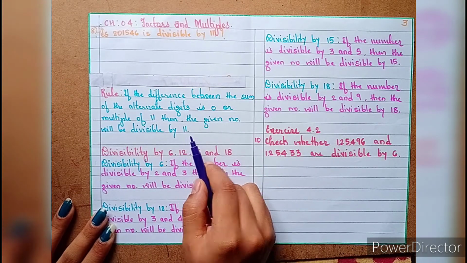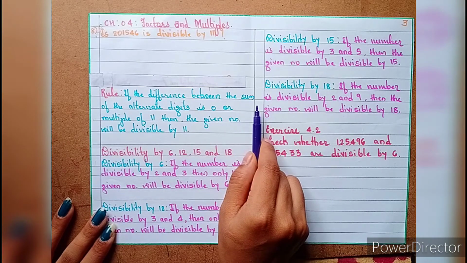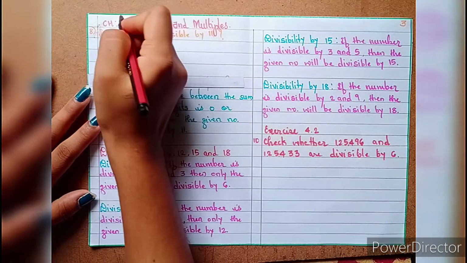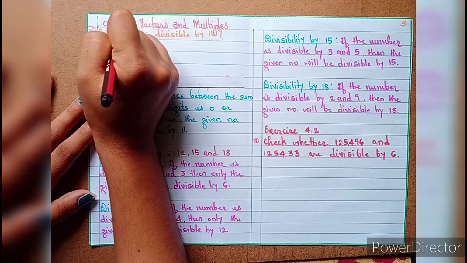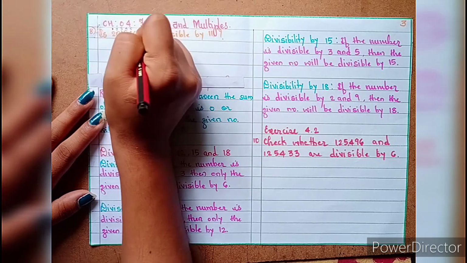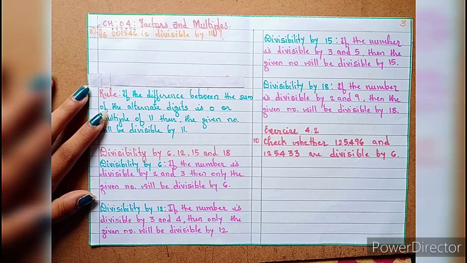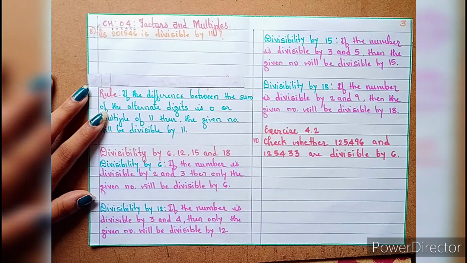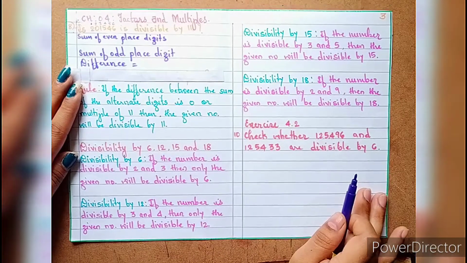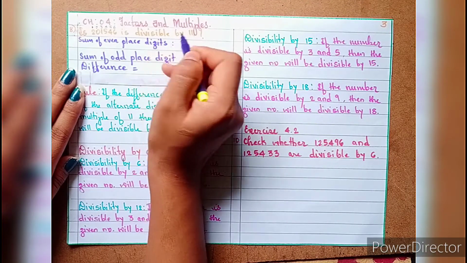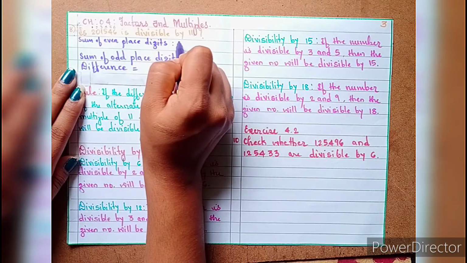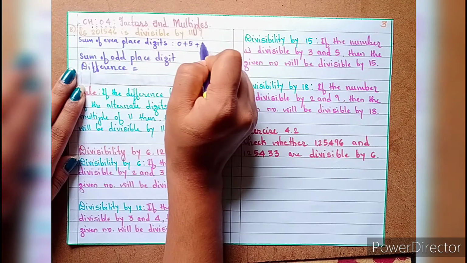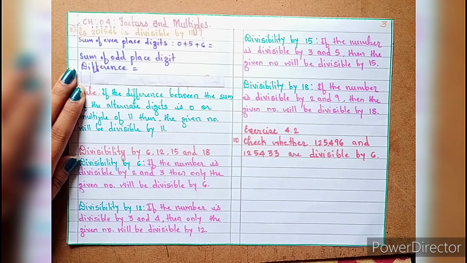So what do we have to do first? First we have to find the difference between the sums of the alternate digits. So let's first number the digits. I'll start numbering from here: 1, 2, 3, 4, 5, 6. It is a 6-digit number. So first let's find the sum of the digits at even places. Sum of even place digits: 0, plus at the fourth place there is 5, plus 5, and plus 6. So 5 plus 6 is 11.